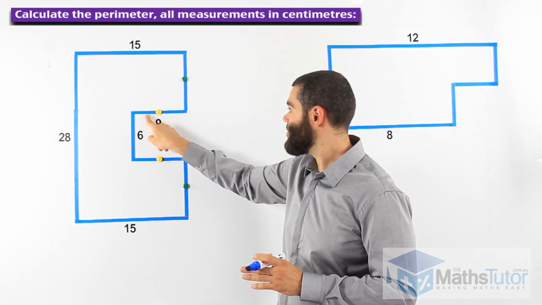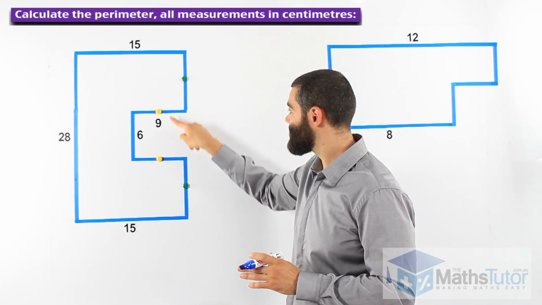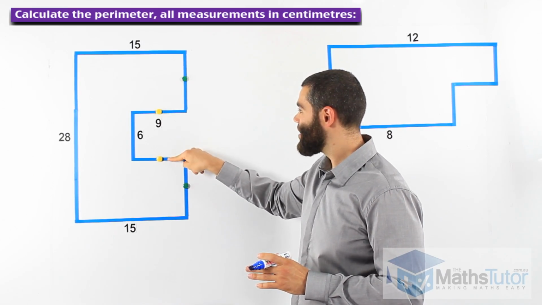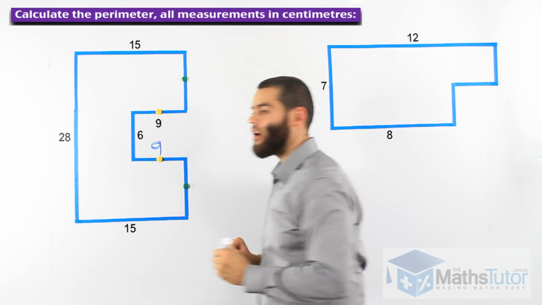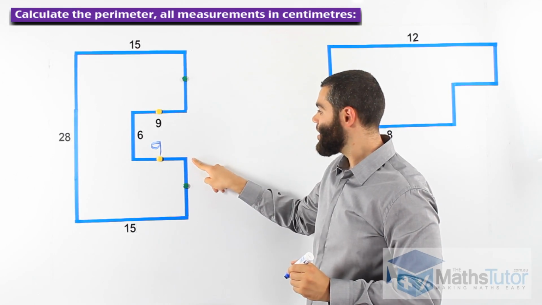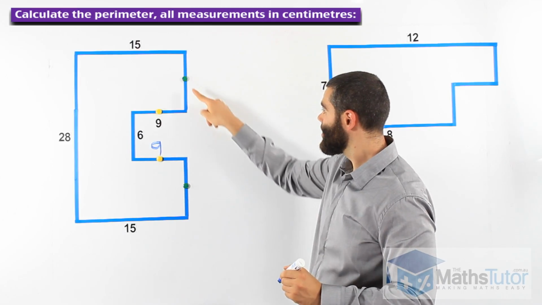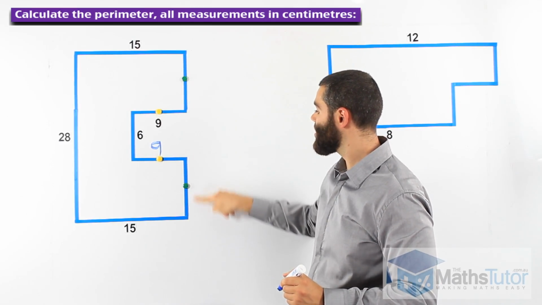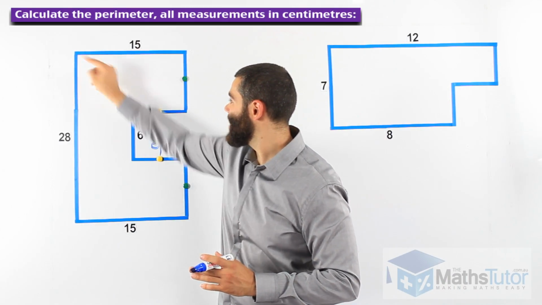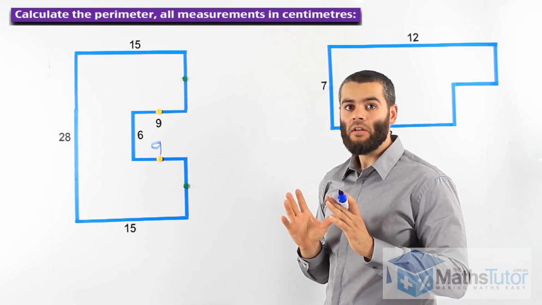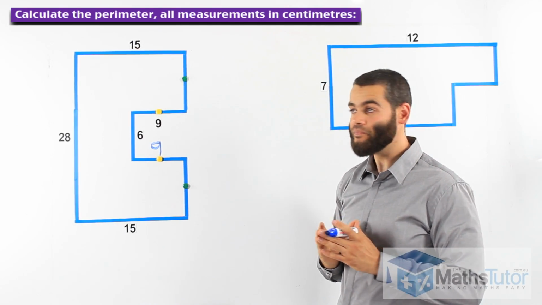We know this one is 9, we know this one is 6, and we know this one is missing. However, it has the same mark as the 9, which means that this is also a 9. Going down here, it's missing. However, we can tell it has the same mark as the one on top, so they must be the same size, but we need to find them out. This is 15. And this is 28. So now the only problem we have is we need to find the missing sides before we start adding up.